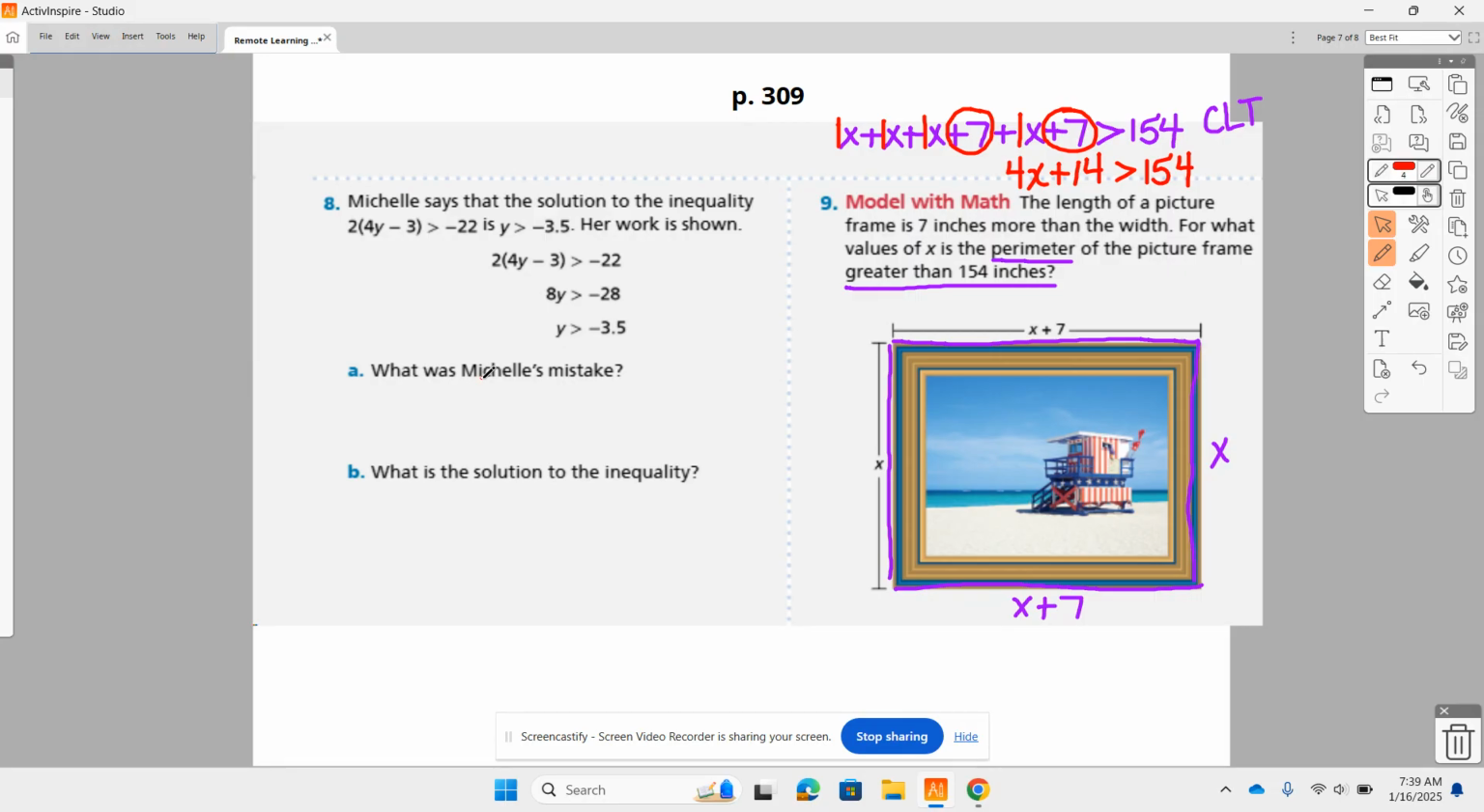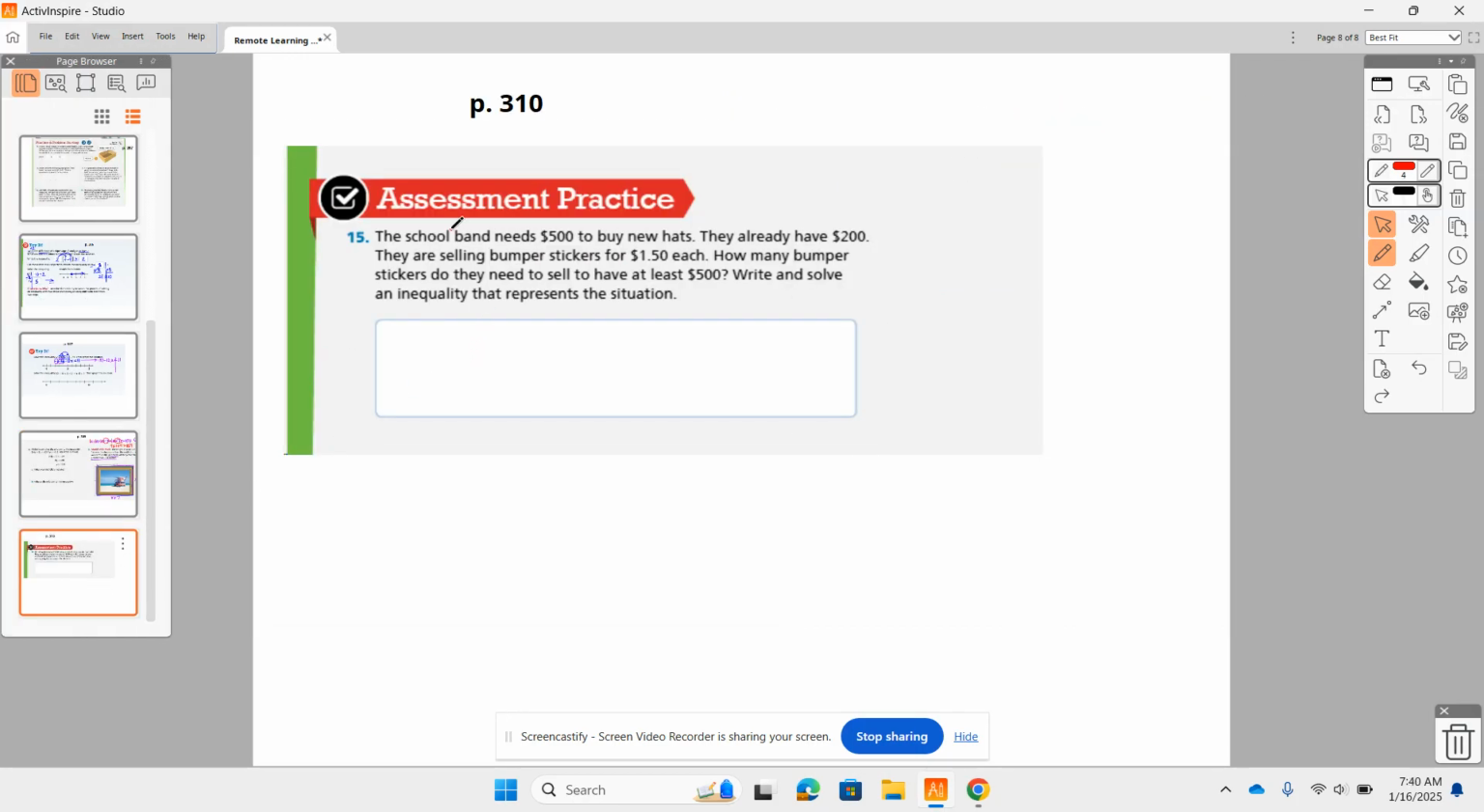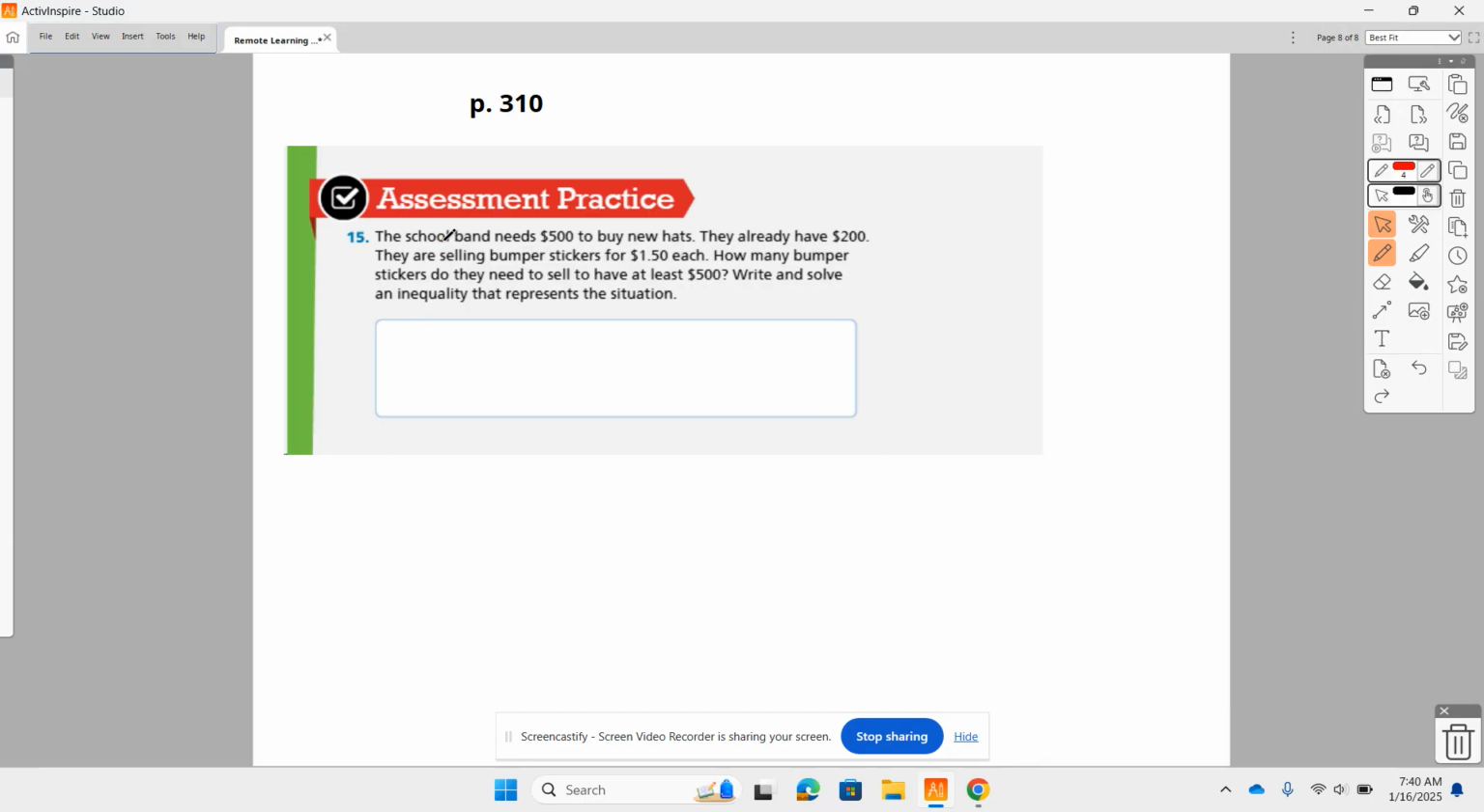Okay, last one that I want to help you with is on the last page, page 310, the assessment practice. So this one, I just want to help you write the inequality because sometimes that's the hardest part. The school band needs $500 to buy new hats. They already have $200. They are selling bumper stickers for $150 each. How many bumper stickers do they need to sell to have at least $500?